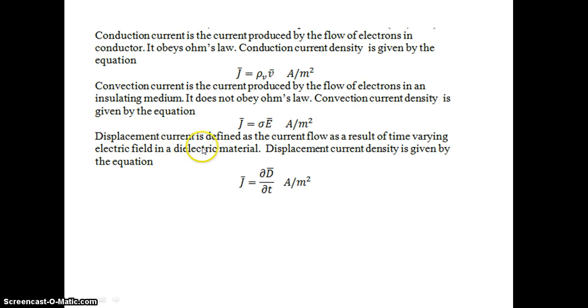The next one is displacement current, which is given by dou D by dou t. This displacement current is defined as the current flow as a result of a time varying electric field in a dielectric material, given by dou D by dou t in ampere per square meter. So the three types of current densities are conduction current, convection current and displacement current. Conduction current happens in conductors, and convection current in insulators. Both of these are in dielectrics.